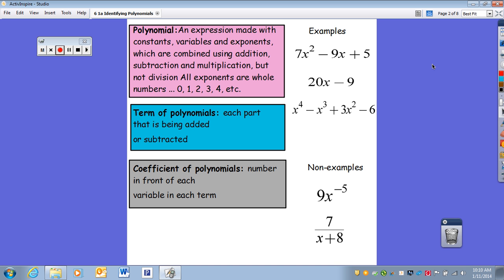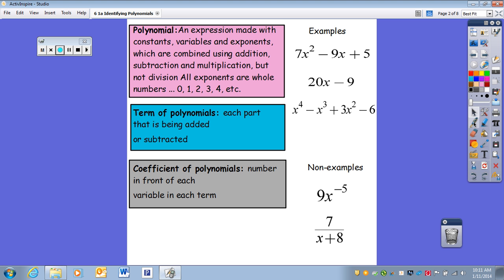It is an expression that's made up of constants, which are numbers that do not change, variables, and exponents, and these are combined using addition, subtraction, and multiplication, but not division. All exponents must be whole numbers. For example, 0, 1, 2, 3, 4. They cannot be decimals, fractions, or negative numbers. On the side, I have examples of polynomials for you.